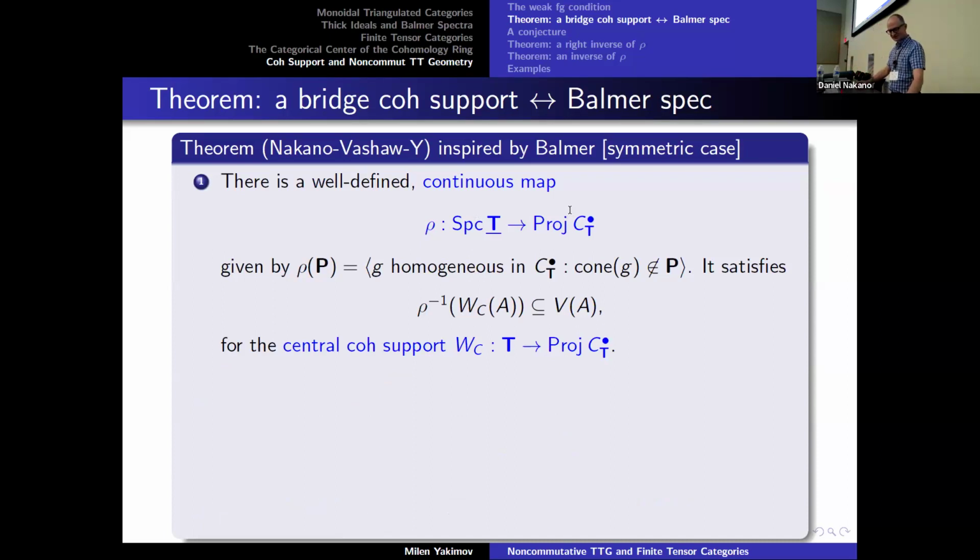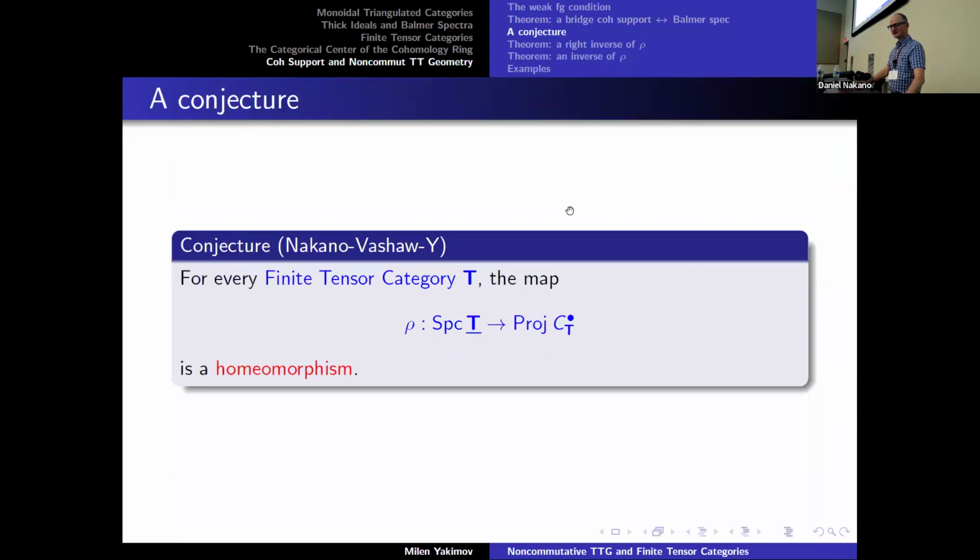All right, so the conjecture is that for every finite tensor category, this map is actually a homeomorphism. And then completely separately on the right-hand side, we actually have the spectrum of the cohomology ring.